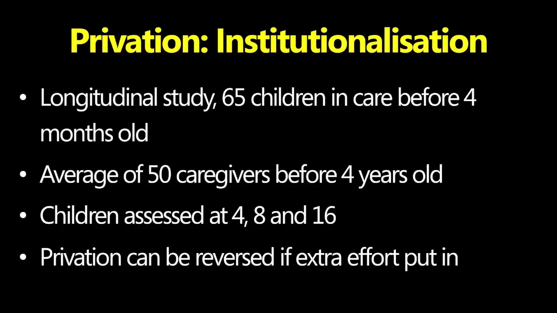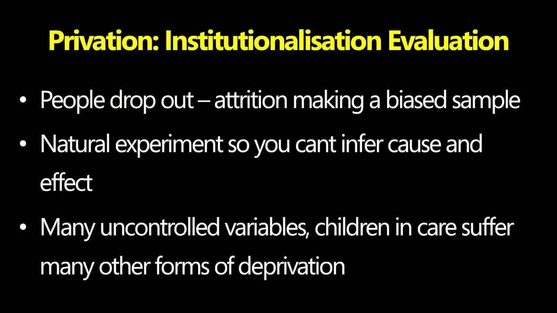Now the evaluation, but it is long-lasting privation. That's the last little point. The evaluation of this last little bit is one of the problems with longitudinal studies is that people drop out. This is called attrition. It's likely that particular types of people were the ones that dropped out, and in this case, it's possible that the more troubled children dropped out, so they didn't have to continue to be studied. So that shows bias, obviously.